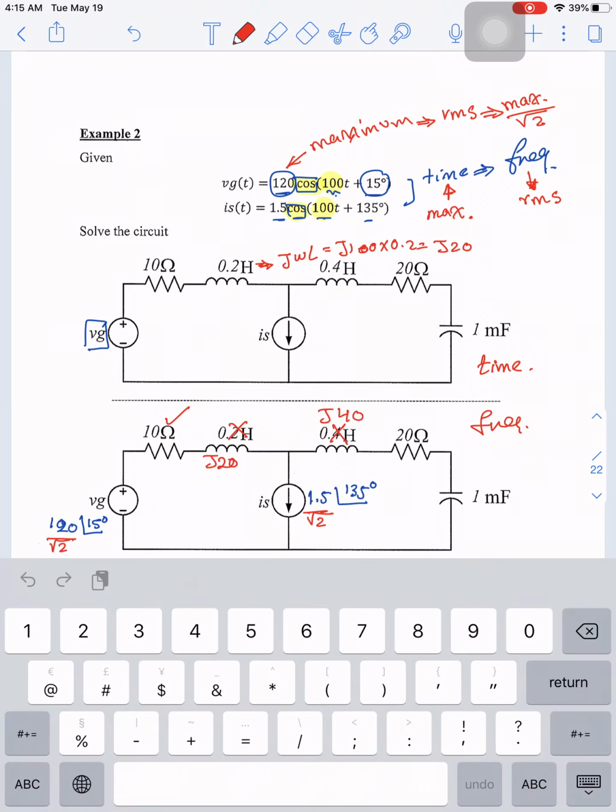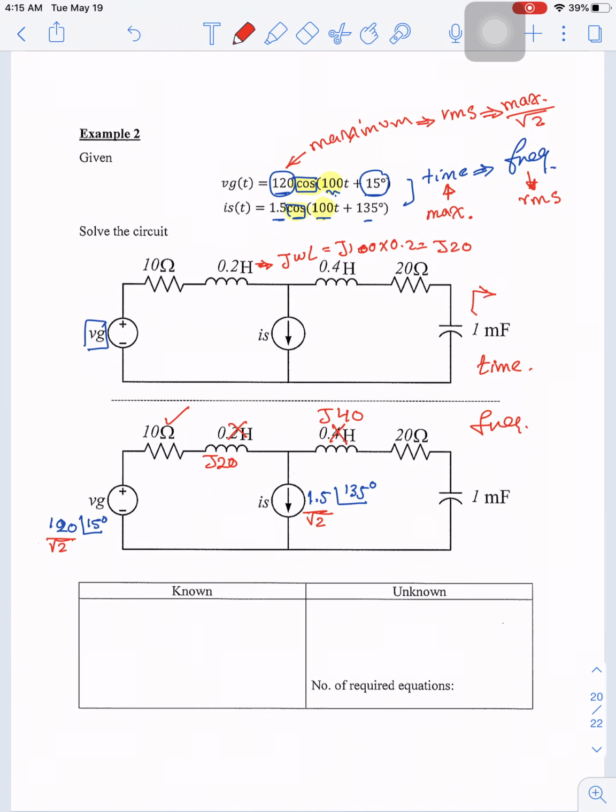This capacitor here, to convert the capacitor into frequency domain, we use minus J over omega C, equal to minus J over 100 multiplied by 0.01, sorry, correct? So it's 1 millifarad. So here we have 100 multiplied by 0.001. So this will give us minus J10. So this capacitor will be minus J10.